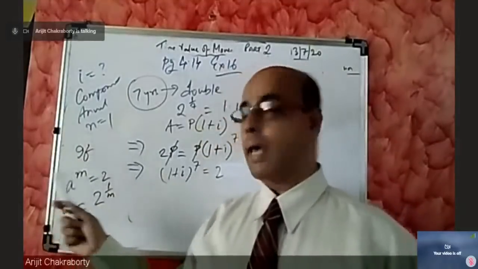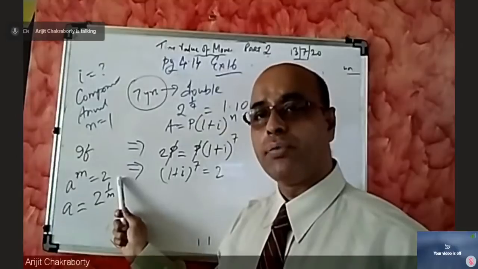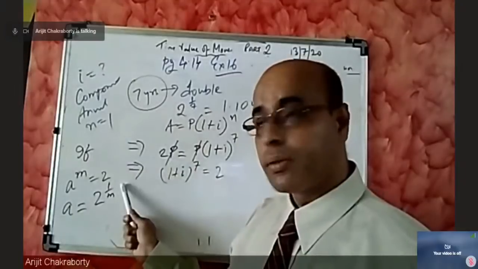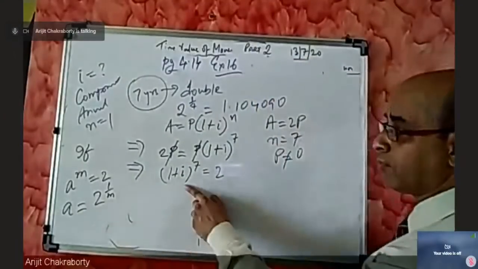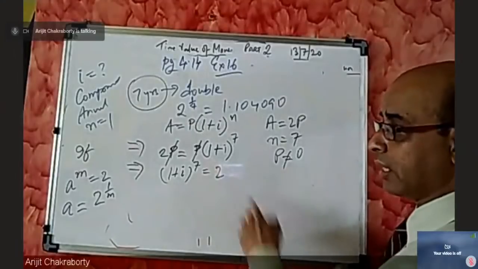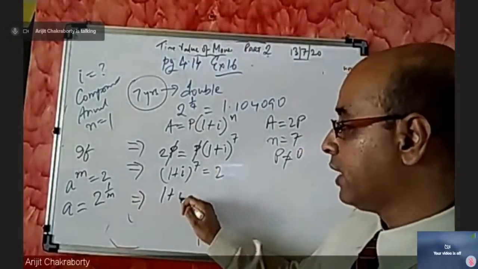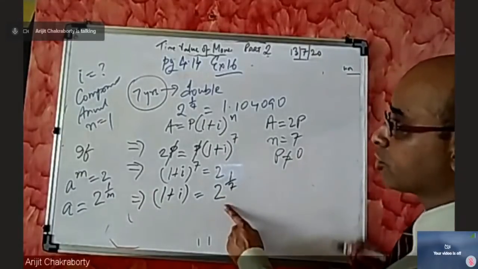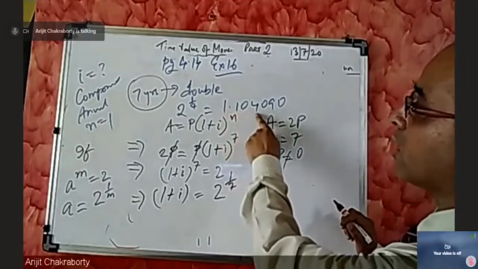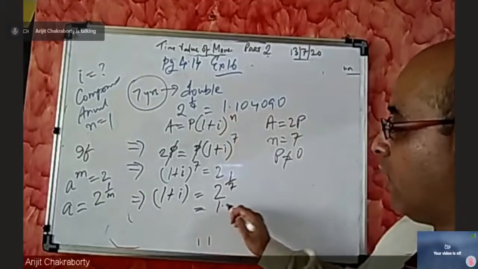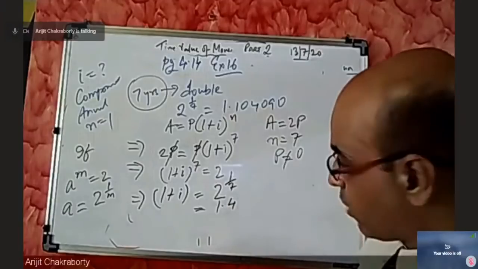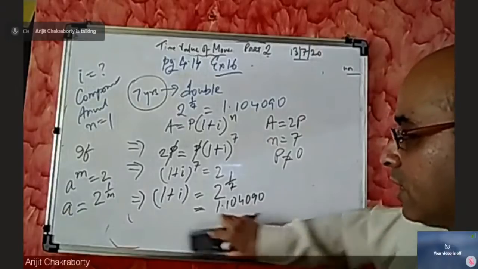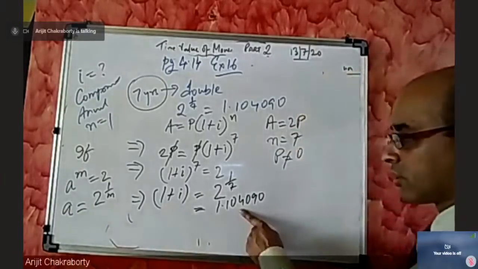If a to the power m is equal to 2, as per the law of indices, then a will be 2 to the power 1 by m. Here, (1 + i) to the power 7 is 2. Therefore, 1 + i will become 2 to the power 1 by 7. But 2 to the power 1 by 7 is given as 1.104090. So I write this: 1 + i is equal to this.